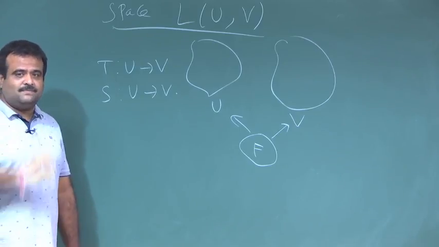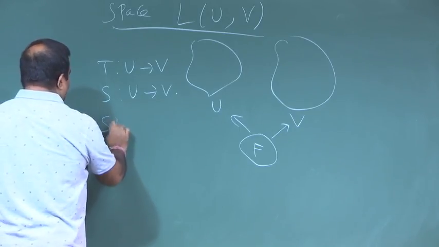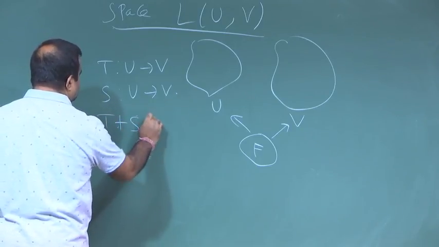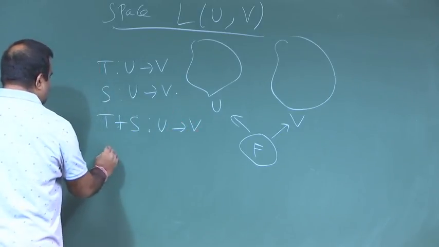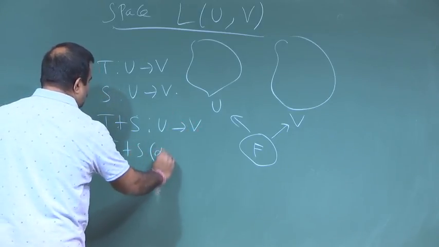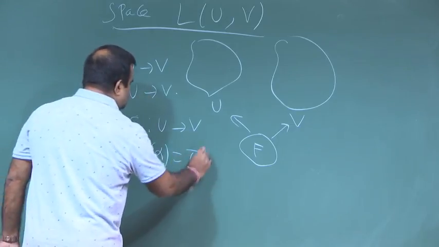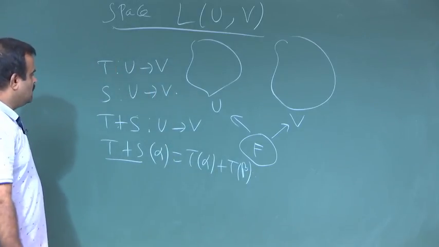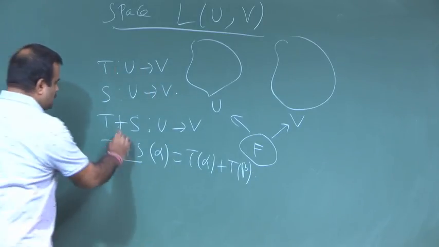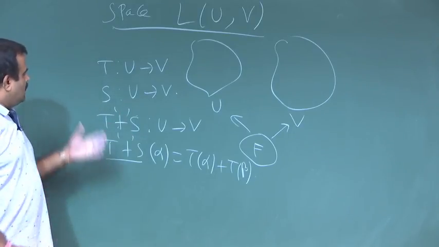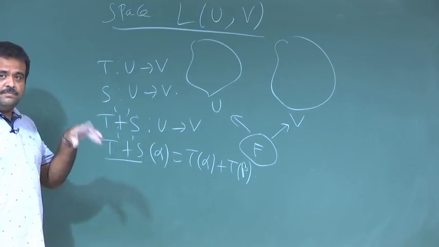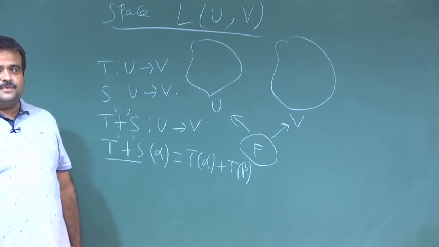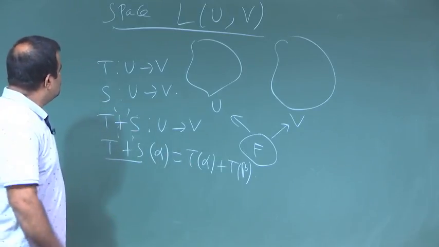Now, we define a plus mapping. How to define? T plus S is also a mapping from U to V. The definition of T plus S is basically we take alpha, so this is basically T alpha plus S alpha. This is how we define the plus operation. This is one operation on the linear transformations, and we will see this will form a vector space over the same field F. So, that we will see slowly.